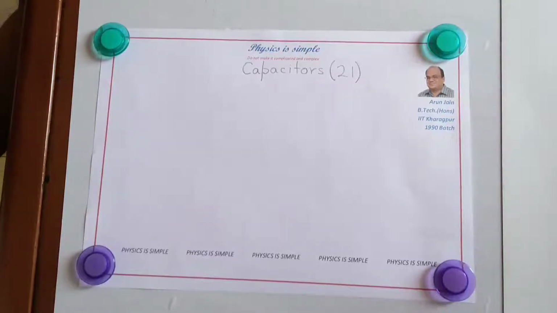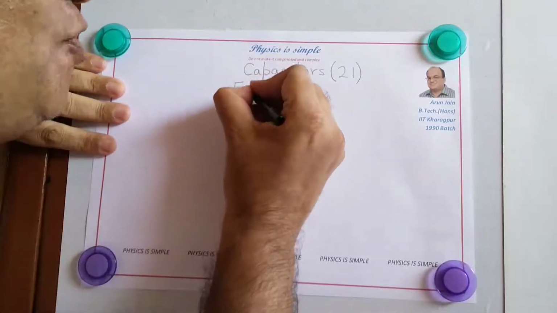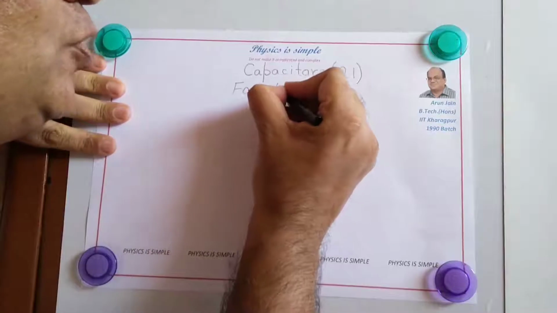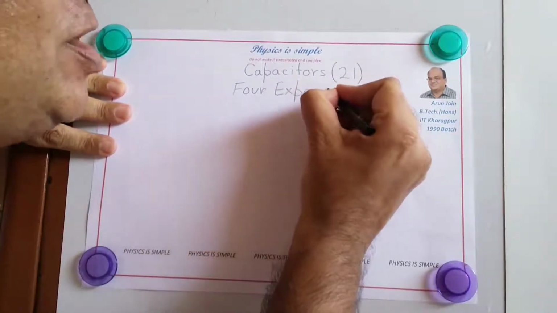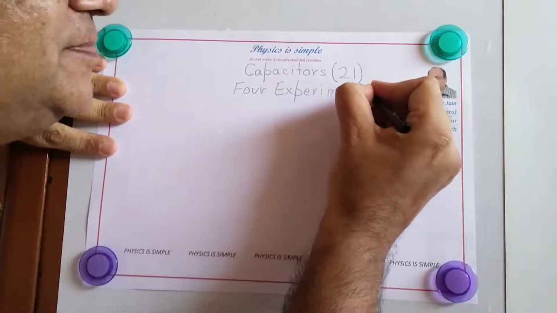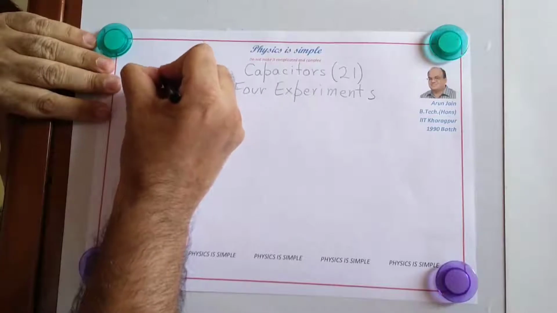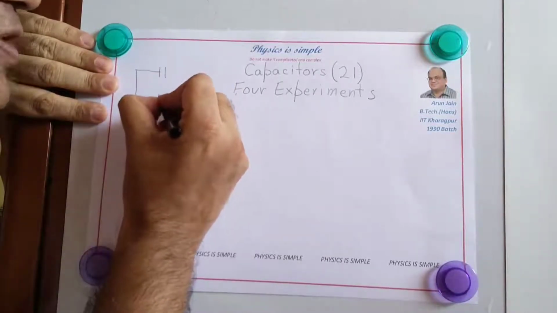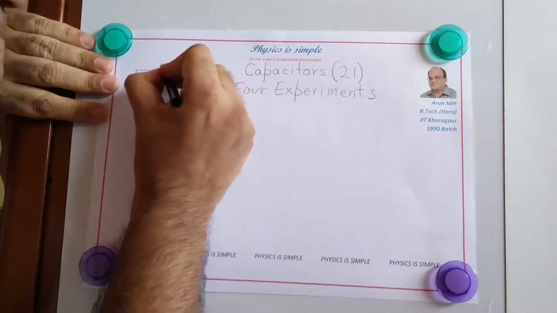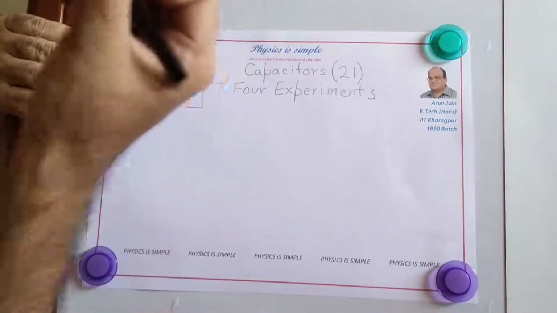In this lesson, we are going to discuss 4 experiments. 4 experiments we'll do in our head and try to understand what will happen. A capacitor is charged to a potential difference V. The capacitor is having capacitance C.